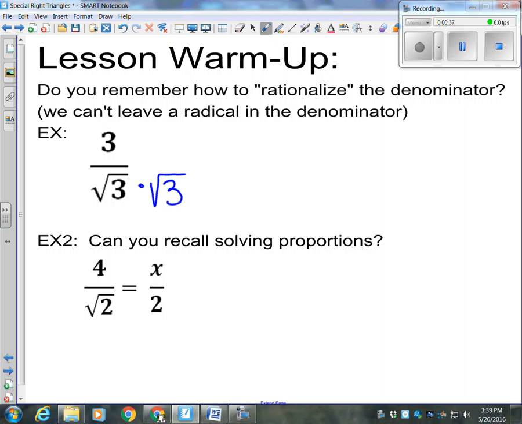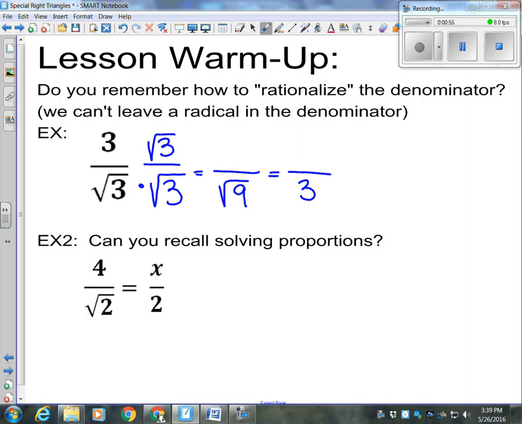The easiest way in this case is if I multiply square root of 3 times square root of 3, I'm going to get the square root of 9, which is a perfect square. That's going to reduce itself to work out to be just a 3. So I won't have a square root in the bottom. But if I multiply the bottom by the square root of 3, then I have to also multiply the top by the square root of 3.